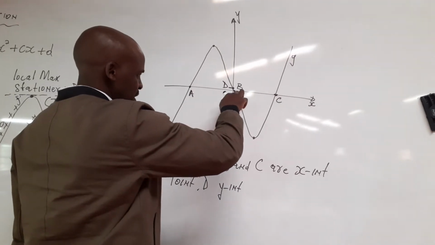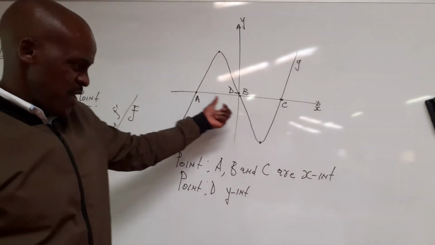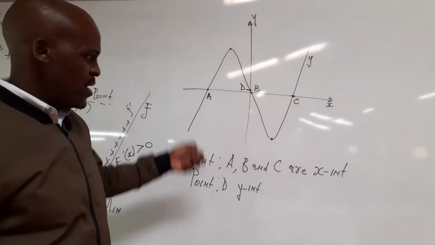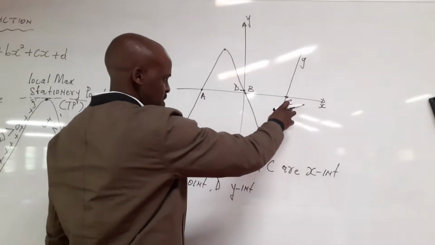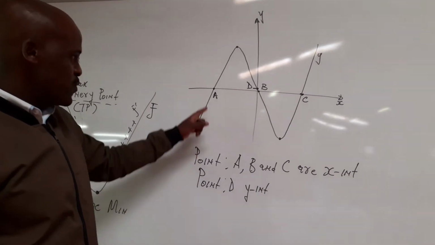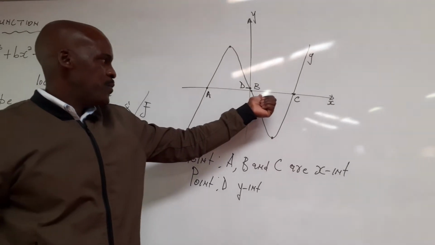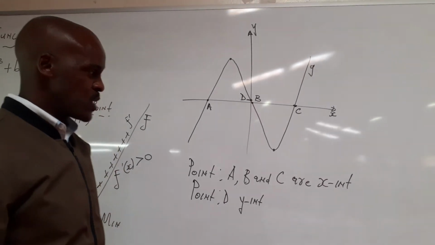The points where the graph cuts the x-axis, those values of x at those points, we call them the roots. The values of x at point A, point B, and point C, we call them the roots. Therefore, how many roots do we have? We've got 3 roots: x at A, x at B, and x at C. Those are the roots.